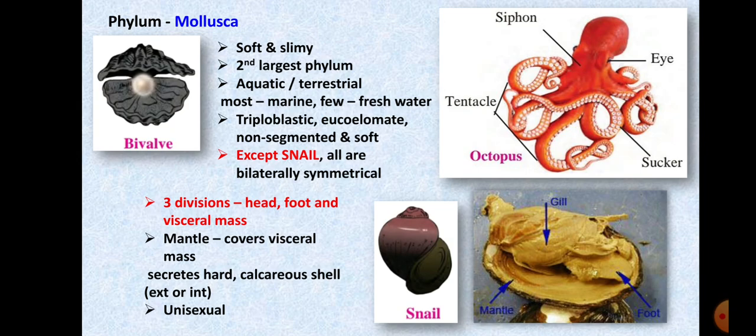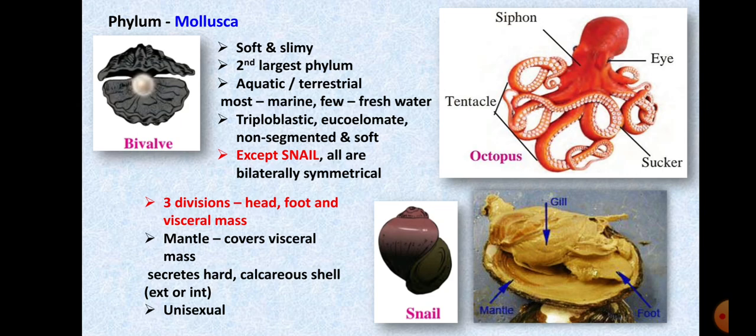Usually they are found in water, so they are aquatic. If found on land, they are terrestrial. If aquatic, mostly they are marine, in the salty water, in the ocean or the seas, and very few you might find in the fresh water. Snail you find on land, whereas octopus and bivalves you find in the deep ocean waters.